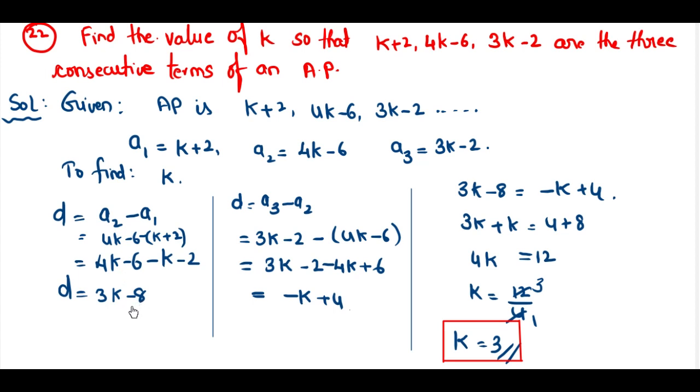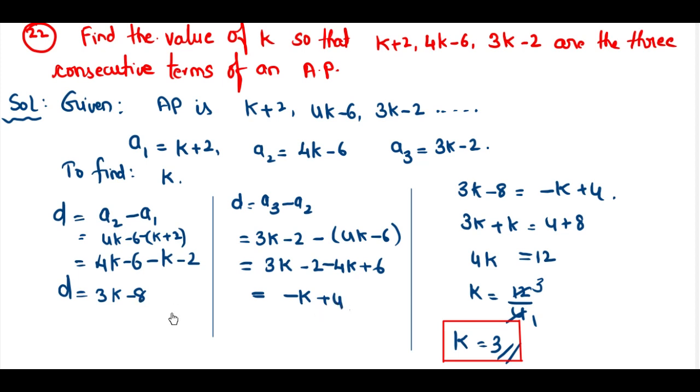The common difference is the same, right? Here when you subtract a3 minus a2, in that case also we will get the D value. So a3 value is 3k minus 2 minus a2, which is completely 4k minus 6. More than one term, so we keep it in the bracket. So 3k minus 2 minus into plus will give us minus 4k, minus into minus will give us plus 6. So 3k minus 4k is minus k, and minus 2 plus 6 will give us plus 4.